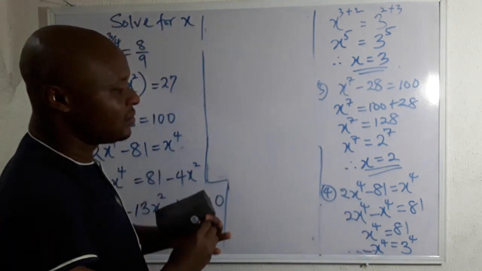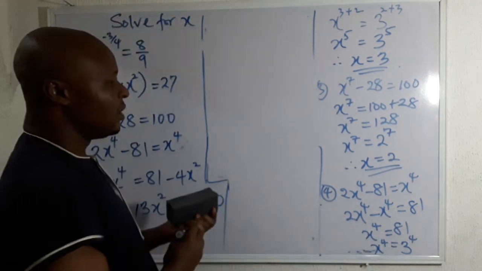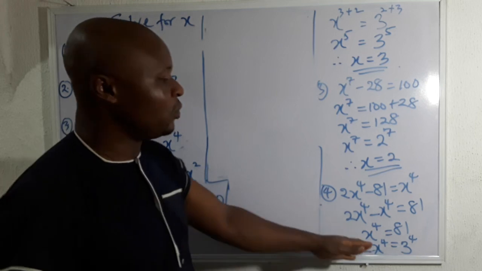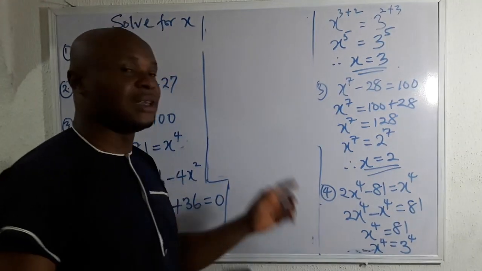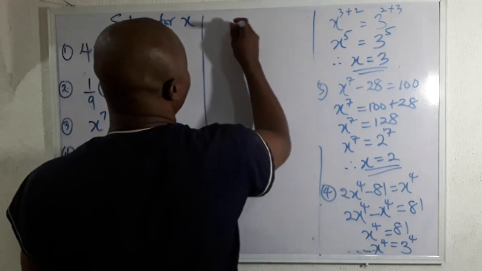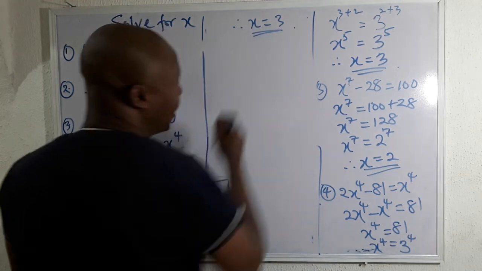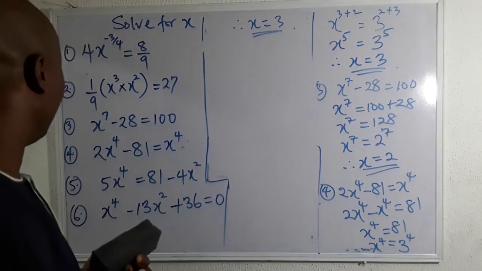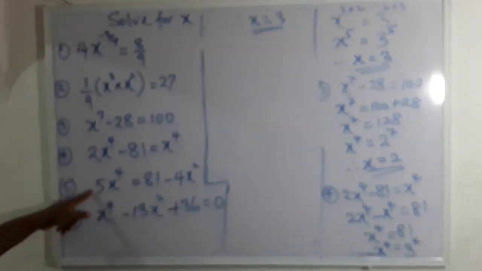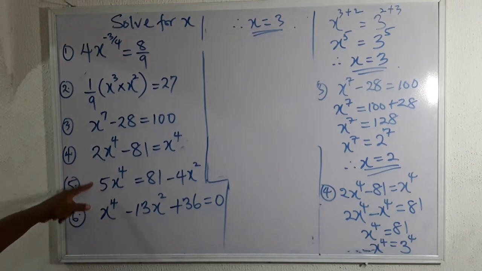So once the powers are the same, all you need to do is to equate the base. But you must ensure that on both the left and the right hand side, you have just a single base. Now, that will be, therefore, x will be equal to 3. So that's the answer to question number 4. Let's skip question 5. We'll solve question 6, then we'll come back to question 5, and I'll tell you why.